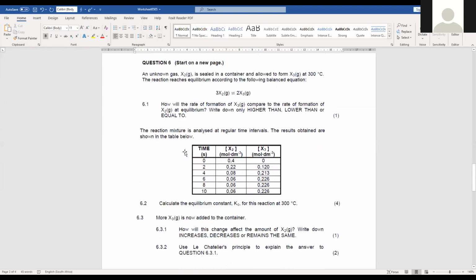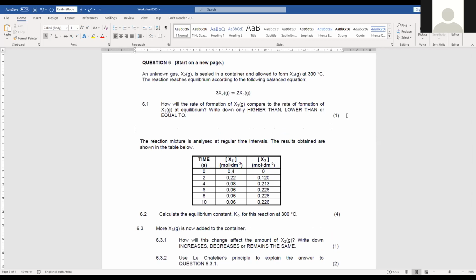Okay, I hope so. Okay, then the next question, they tell us an unknown gas, X2, is sealed in a container and allowed to form X3 gas at 300 degrees Celsius. The reaction reaches equilibrium according to the following balanced equation. And then they give you the equation, and then they say, how will the rate of formation of X3 compare to the rate of formation of X2 at equilibrium? So that's a trick question. They are basically just trying to see whether you understand that at equilibrium, the rates are equal. So you just say equal to, they're at equilibrium.